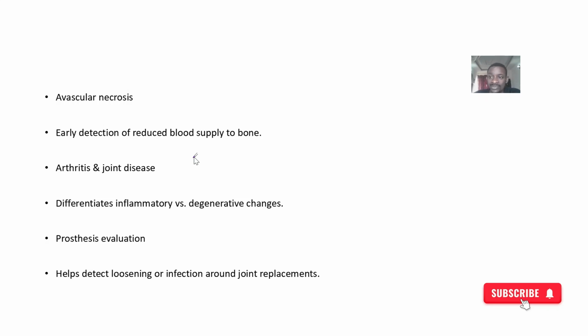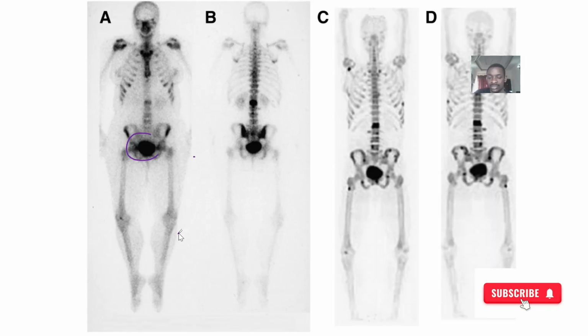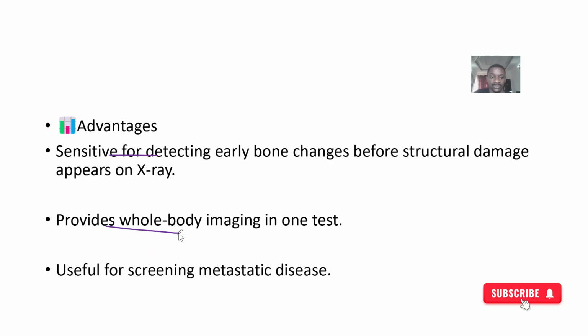Also, avascular necrosis, where the blood supply to a bone is cut off, can be identified. It can also be used in identifying arthritis and joint diseases, and in prosthesis evaluation. Advantages: it is very sensitive and provides whole body imaging in just one test. So it's useful for screening for metastatic disease too.